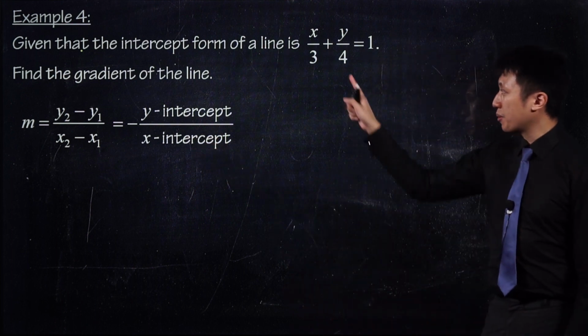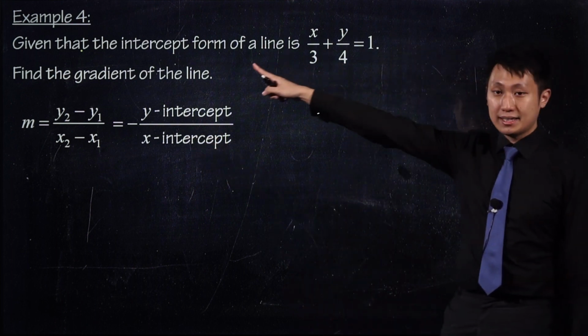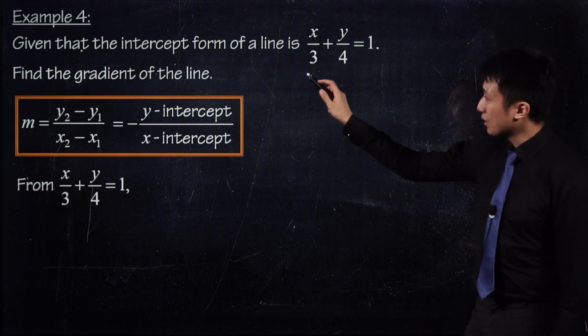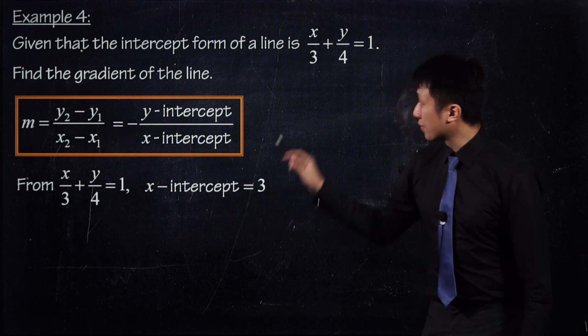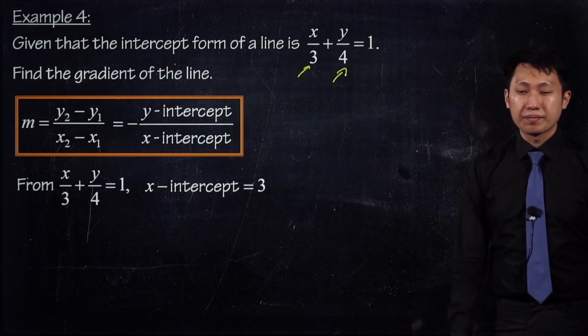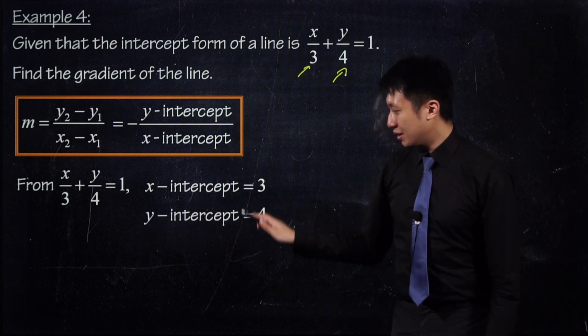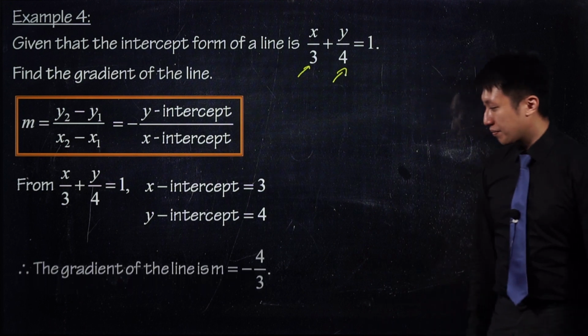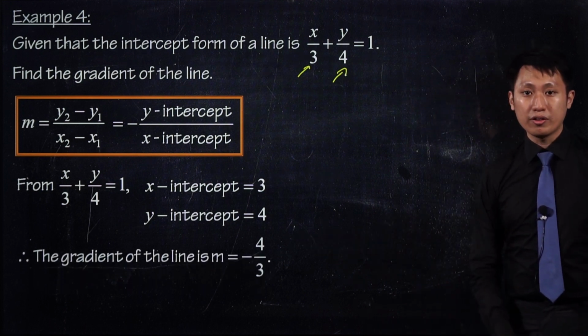So from here, this is the intercept form. So you will know that this one is the x-intercept and this is the y-intercept. Hence, you know this one already. Substitute into the formula and get the answer. So it's minus 4 over 3.